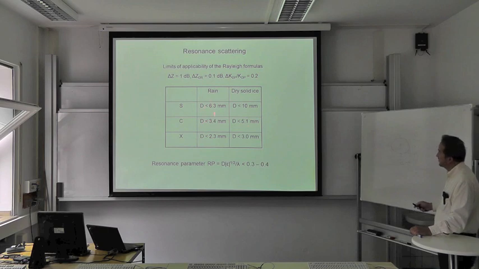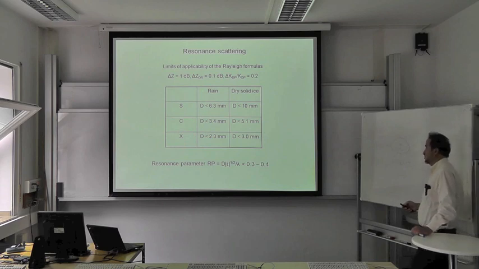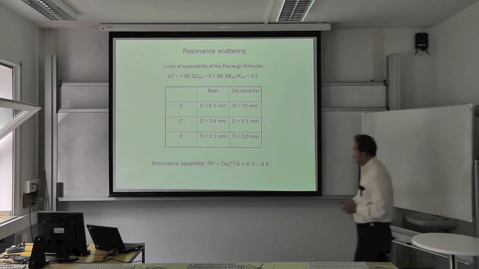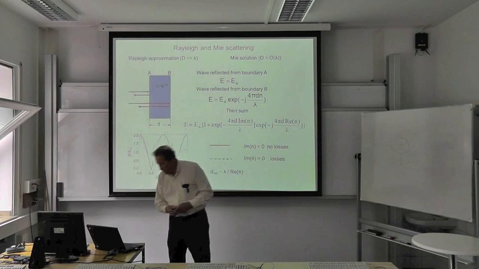Okay, for C band, because of the factor of lambda, those formulas are valid in a smaller range of sizes. And at X band, which we are operating in, we have to be very careful. In other words, only for drops smaller than 2.3 millimeters and graupel particles less than 3 millimeters can we safely utilize these analytical formulas. Okay, so for larger size particles, we need to use much more complicated computer codes.